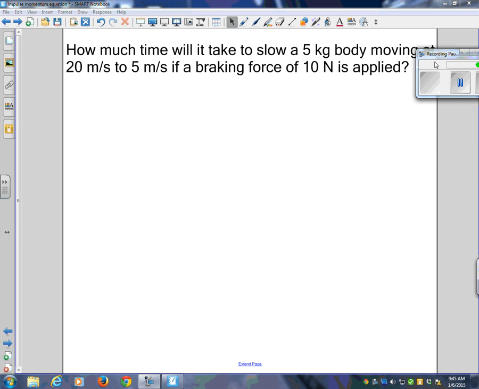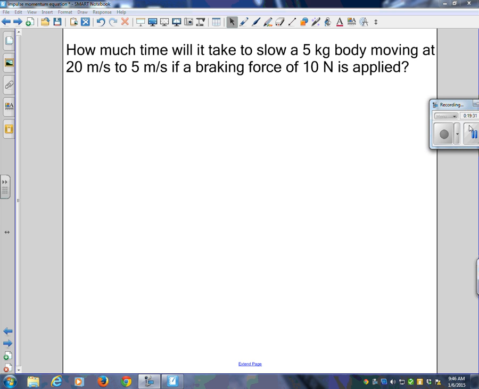Last one. I'll give you a chance to write it down, then we'll have a look. You can try it if you like to. How much time will it take to slow a 5 kilogram body moving at 20 meters per second to 5 meters per second if a braking force of 10 newtons is applied? Be careful here. What's the one difference? It is slowing down. I guess there's two, right? It's slowing down, and there's 2 velocities given in the question, right? So the delta V you have to figure out first.